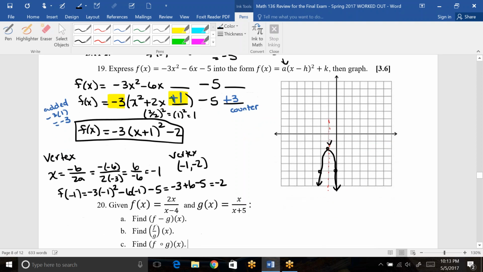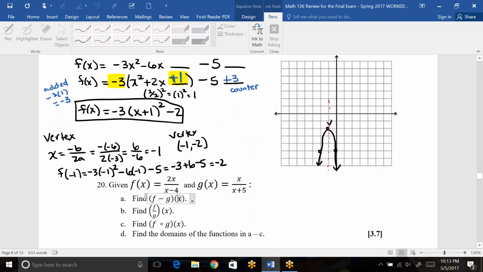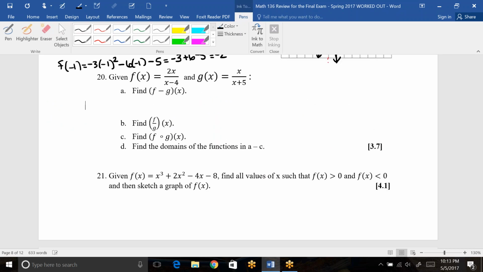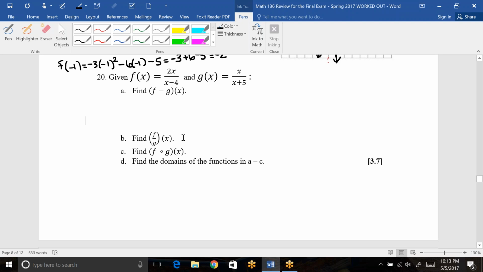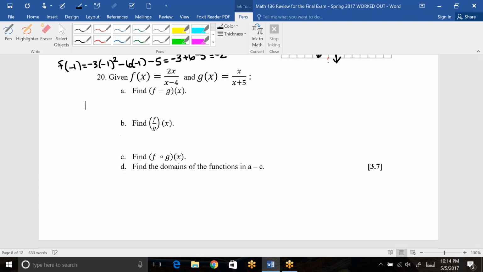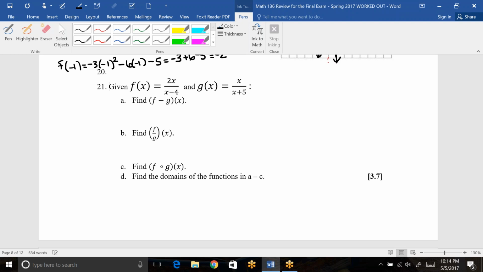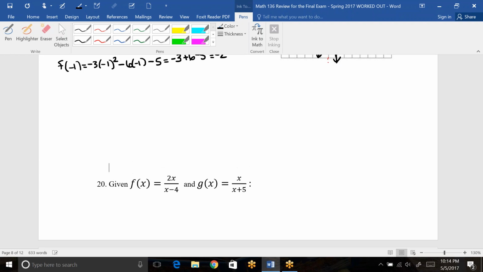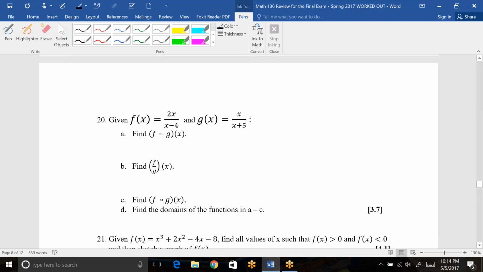So that is number 19. For number 20, we have some parts that we're going to have to do. So we're doing f minus g of x, f divided by g of x, and then f of g of x. So we're going to be doing composition, division, and subtraction. And I'm going to move this down so I have enough room for all of these.